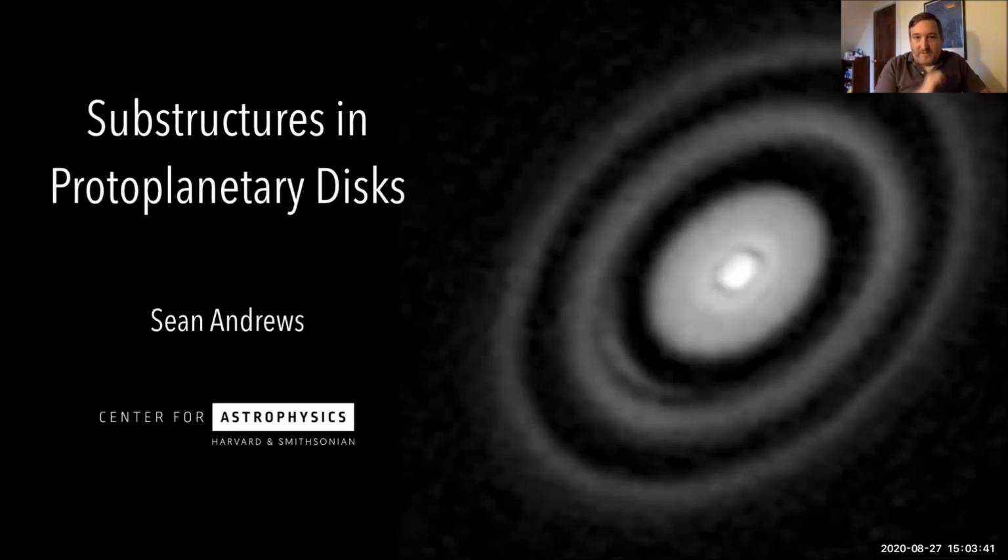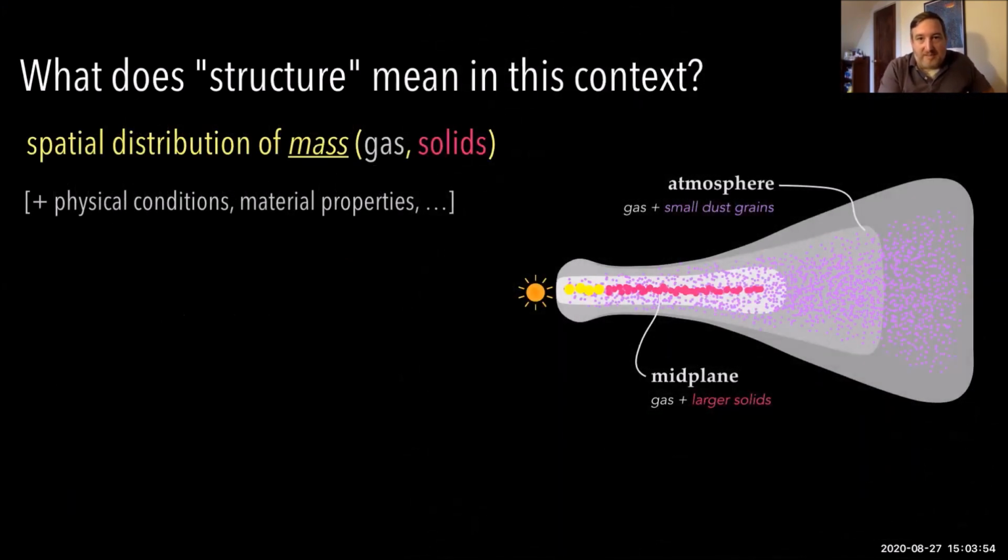Andrews. Okay, thank you. So I'm going to tell you today about what we're learning about small scale substructures in protoplanetary disks. And I'll start by explaining what I mean by that.